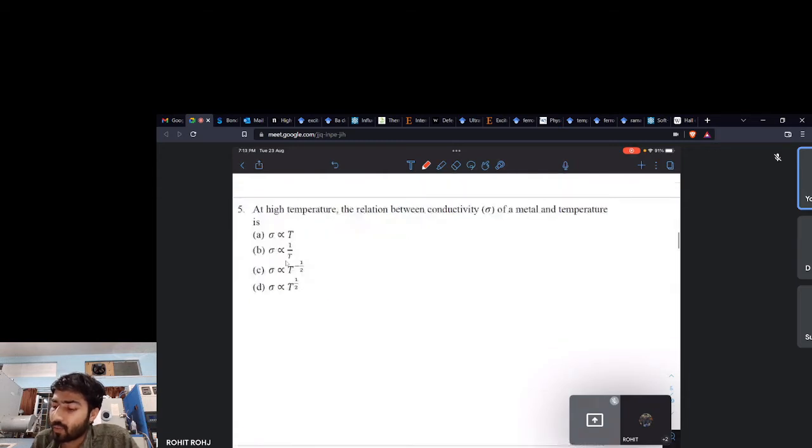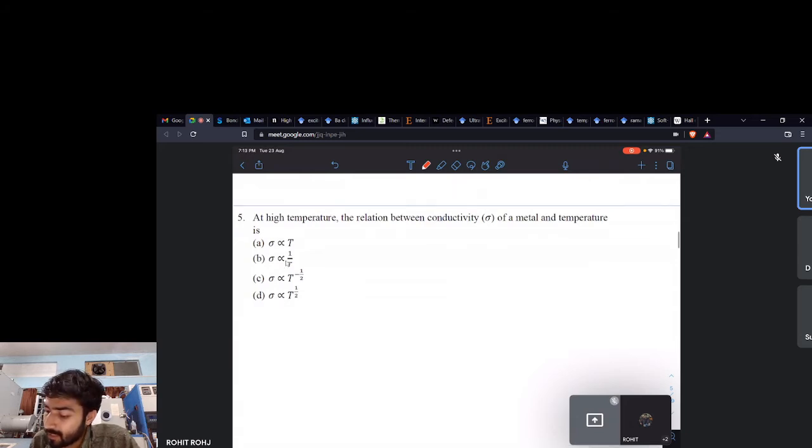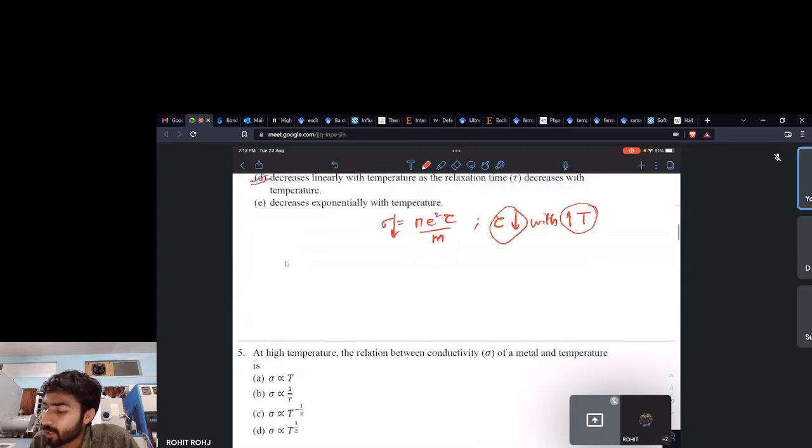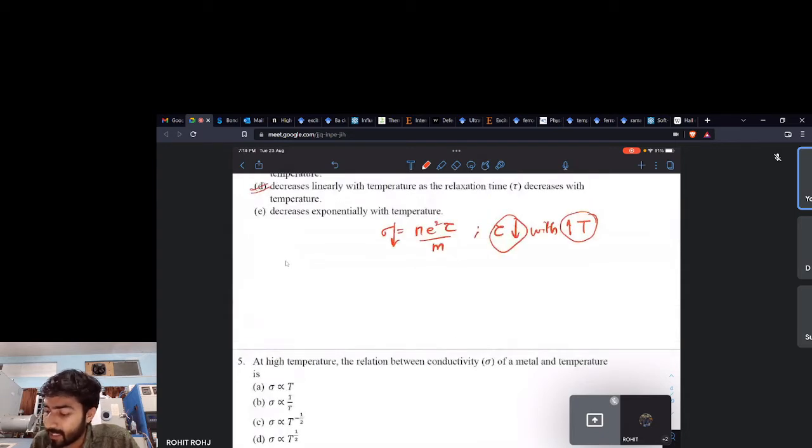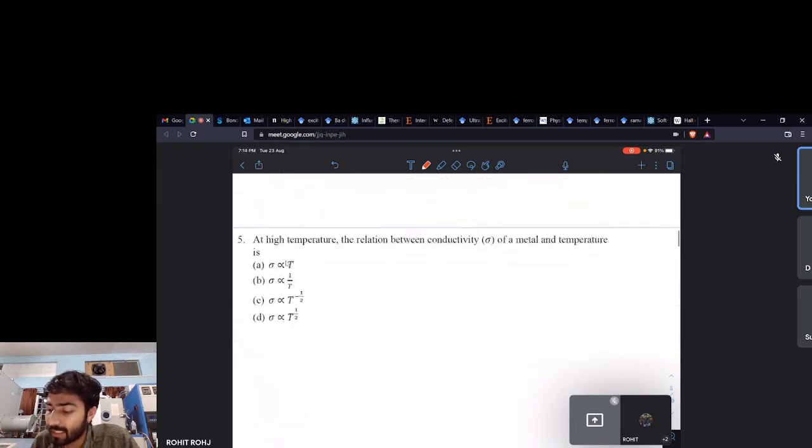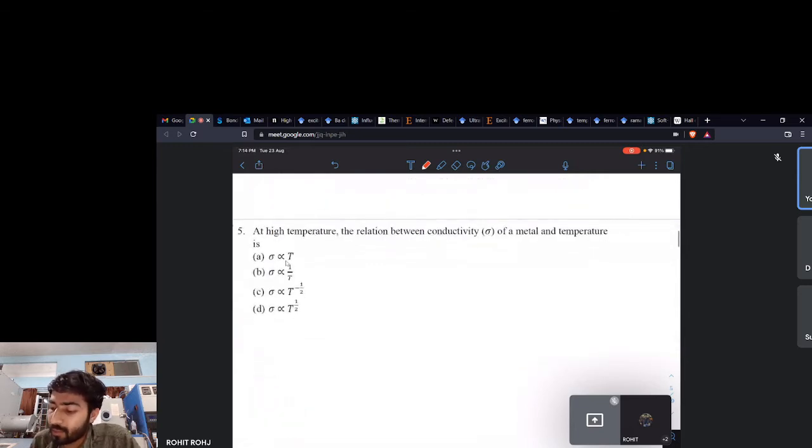Now this one says that at high temperatures, as we have seen, near room temperature conductivity decreases linearly, but at high temperatures conductivity goes in a hyperbolic sense. So in that scenario the conductivity versus temperature curve would be inversely proportional to T, because sigma into T would then turn out to be constant, and as temperature increases conductivity decreases sharply.